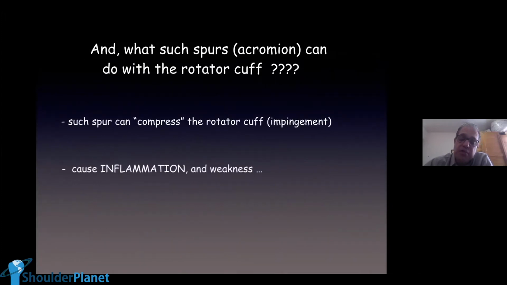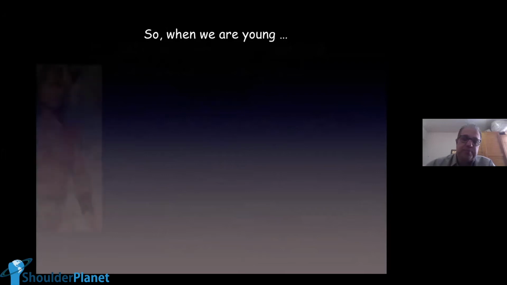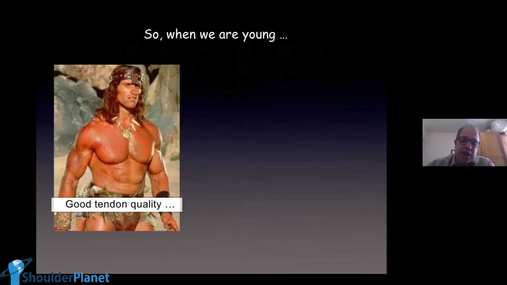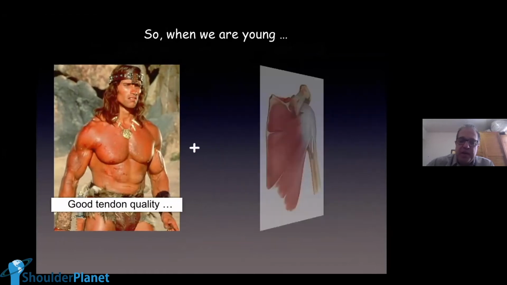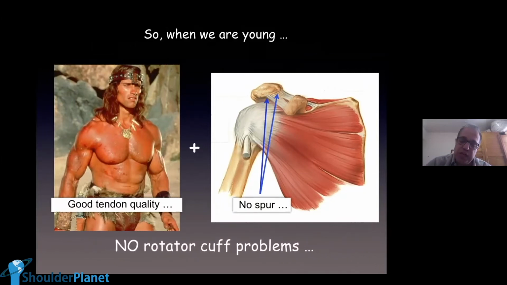They can cause inflammation, some weakness, and when these things become very chronic, ultimately a rupture of the tendon can appear. So this is the usual scenario when we are very young. Our tendon is very good. We are young. We have a lot of resistance. And still, I am 25, I am 30, I am even 35. I have no spurs. So a good tendon, a young tendon, no spurs. So as a rule, my rotator cuff will be okay.